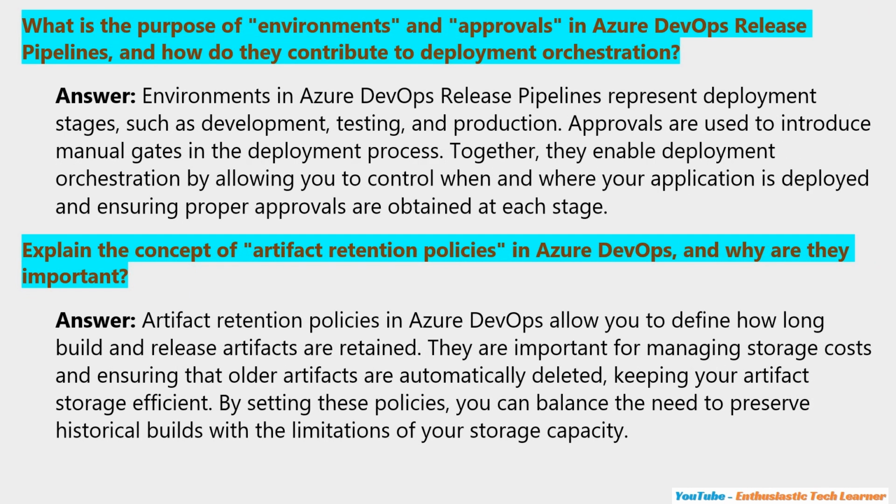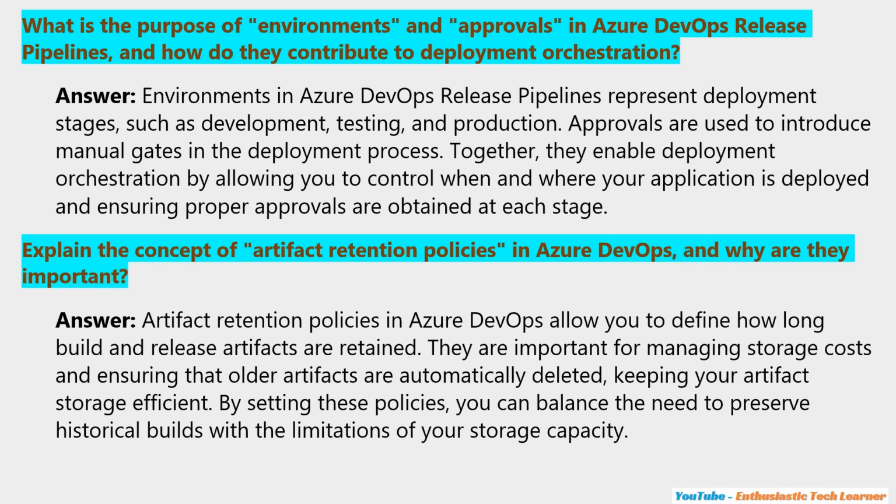What is the purpose of environments and approvals in Azure DevOps release pipelines, and how do they contribute to deployment orchestration? Answer: Environments in Azure DevOps release pipelines represent deployment stages, such as development, testing, and production. Approvals are used to introduce manual gates in the deployment process. Together, they enable deployment orchestration by allowing you to control when and where your application is deployed and ensuring proper approvals are obtained at each stage.